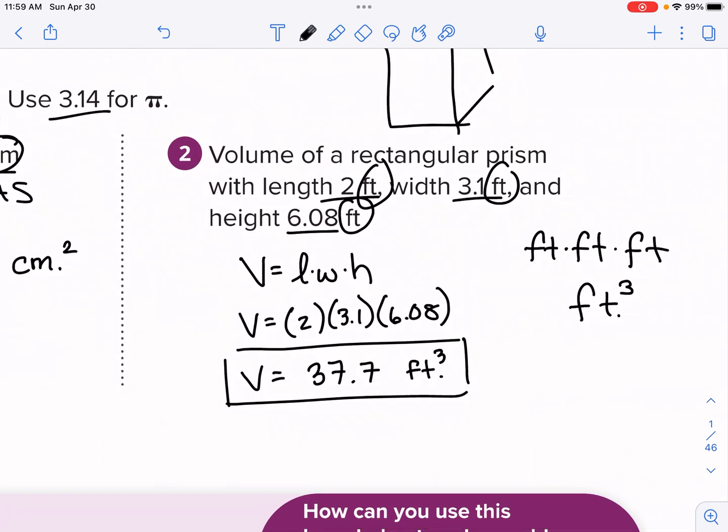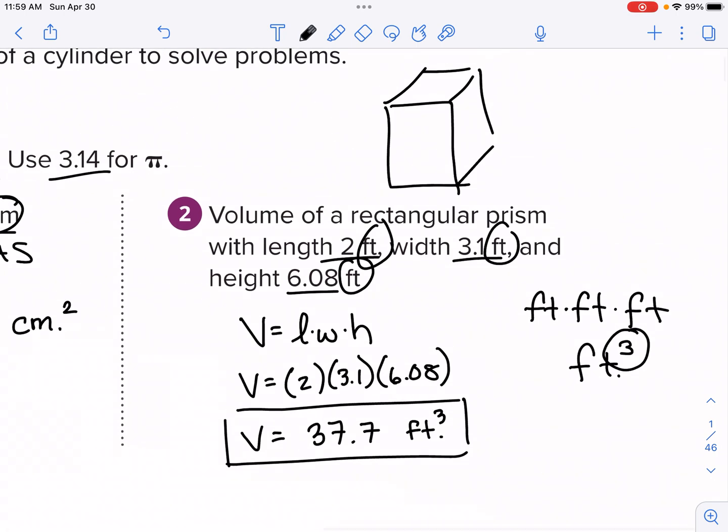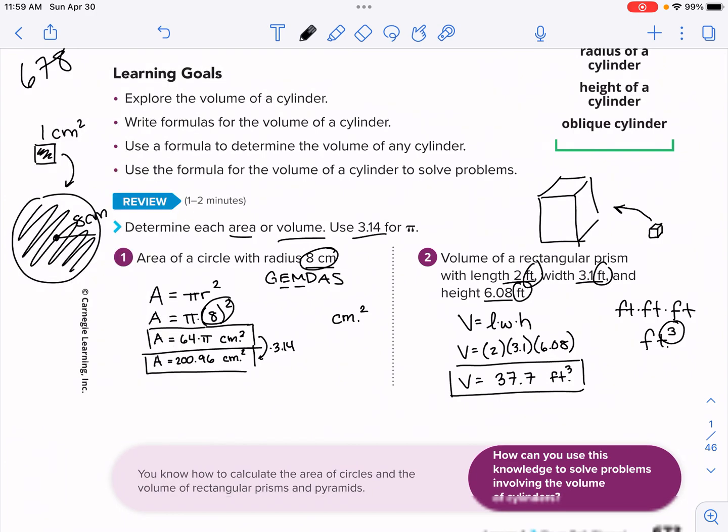And volume will always have that cube, because what you're asking yourself is if you have a tiny cubic foot like this, you're asking yourself how many of these would fit into this? How many tiny blocks would fit into this bigger block? Okay, so we're looking at 3 dimensions: length, width, height.